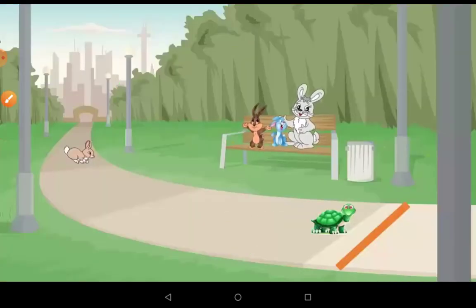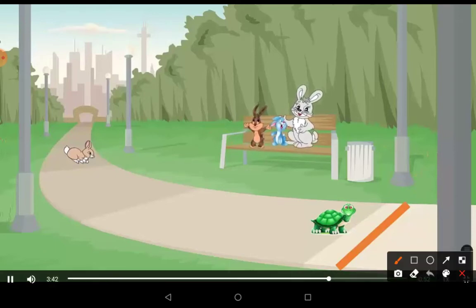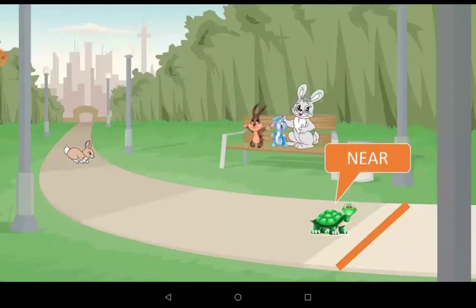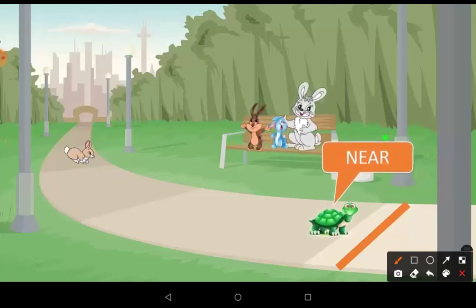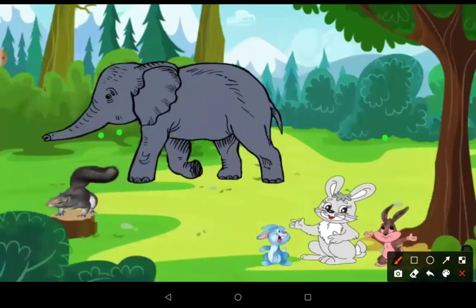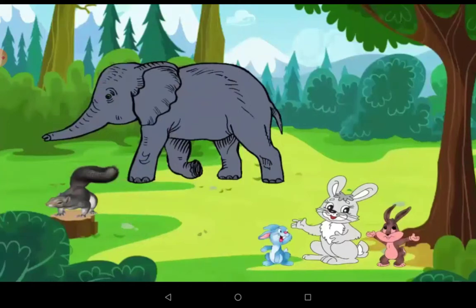And then see, you know the story very well, right? Tortoise and the rabbit. Now where is the rabbit? The rabbit is far from the line, far. And the tortoise is near to the line, near, N-E-A-R, near. Near, far.